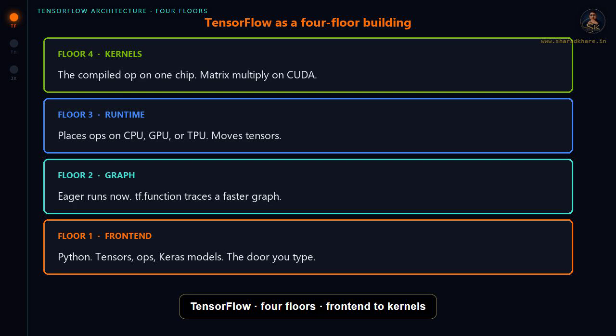XLA can compile a graph for GPU or TPU. SavedModel is how you ship a trained graph to serving. TensorFlow Serving, TensorFlow Lite, and TensorFlow.js are the production exits. That is a real reason people still choose this train.